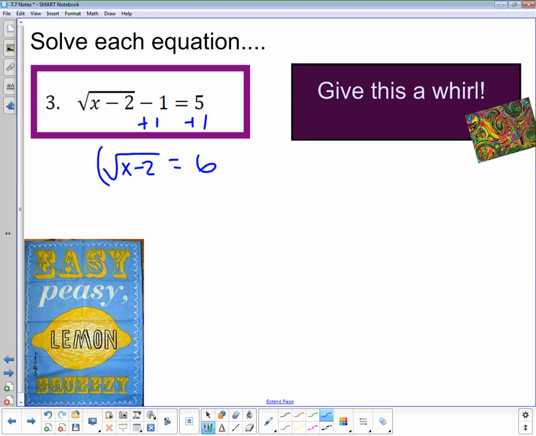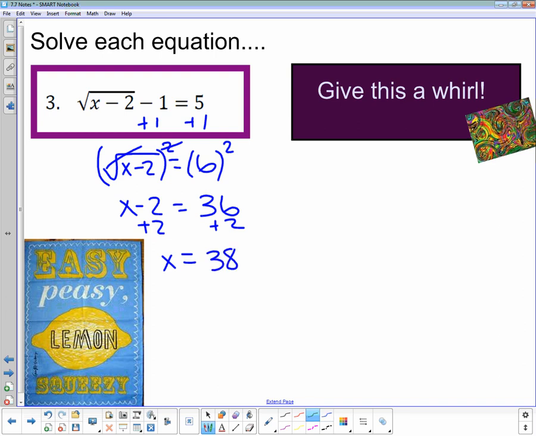Now I have only the radical left, so I'm going to square both sides because that power of 2 is going to cancel my radical sign. That leaves me with x minus 2 equaling 36. And then I add 2 to both sides, and I get x is equal to 38.